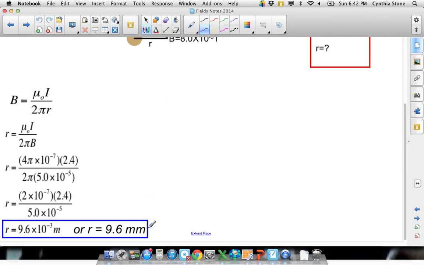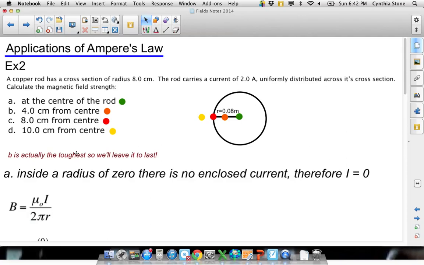What's a good number? We don't really know, because we don't have a good feel for magnetic field strength, except to say that 9.6 millimeters is a reasonable number when you think about something real like a conductor. You're not talking about kilometers away, right? So it kind of makes sense, about a centimeter from the center. Okay, you might need to pause to write, but I'm going to move on to our second application.